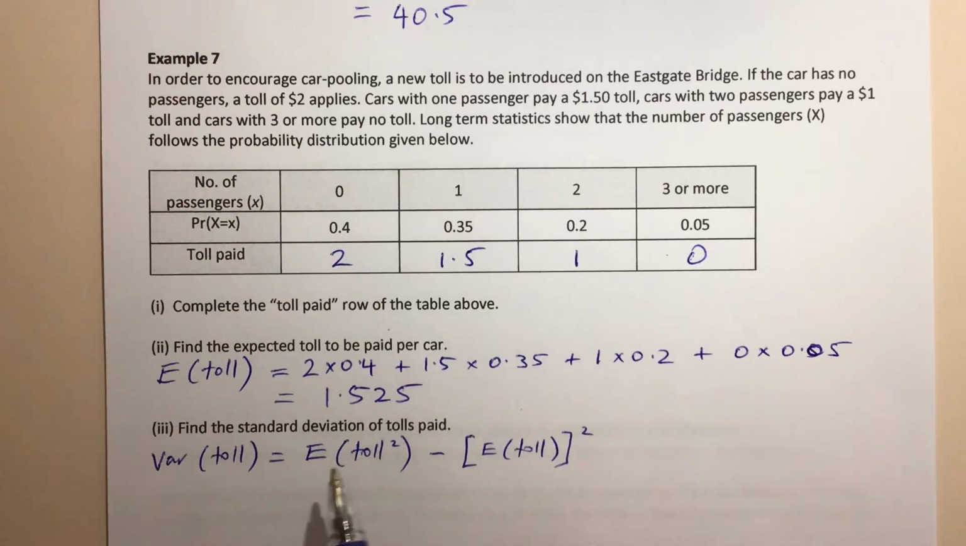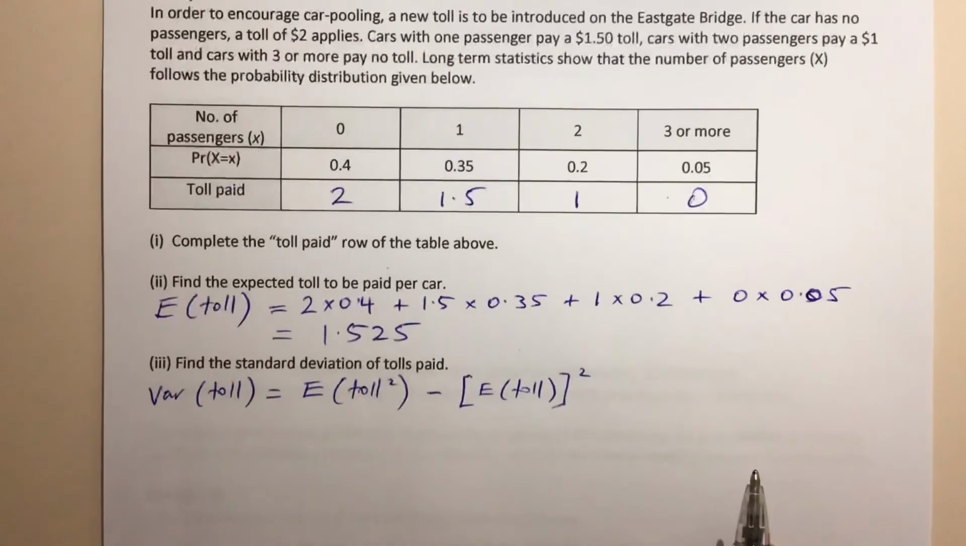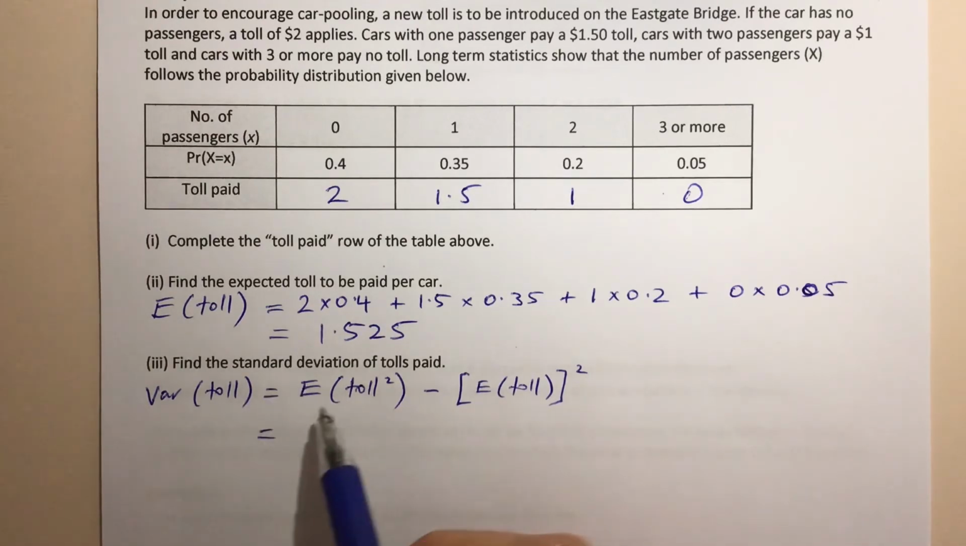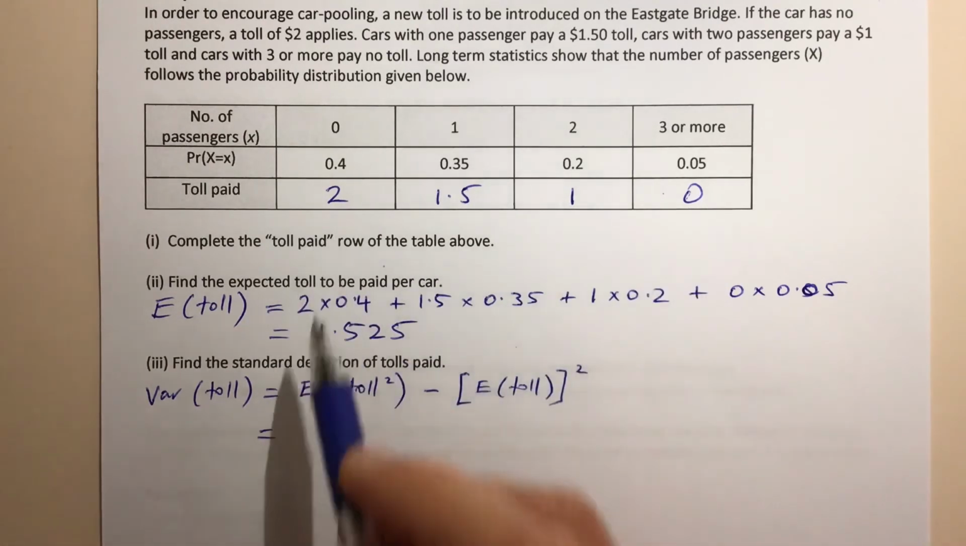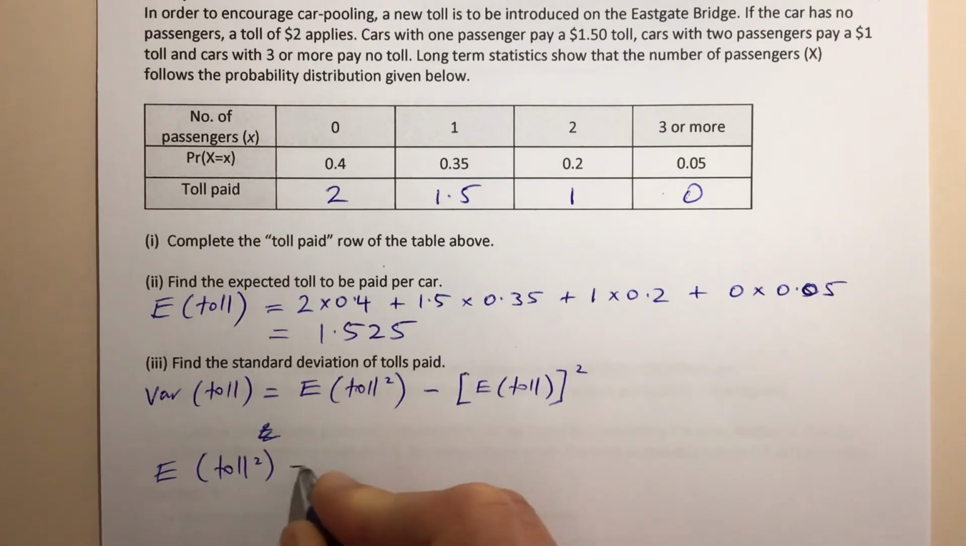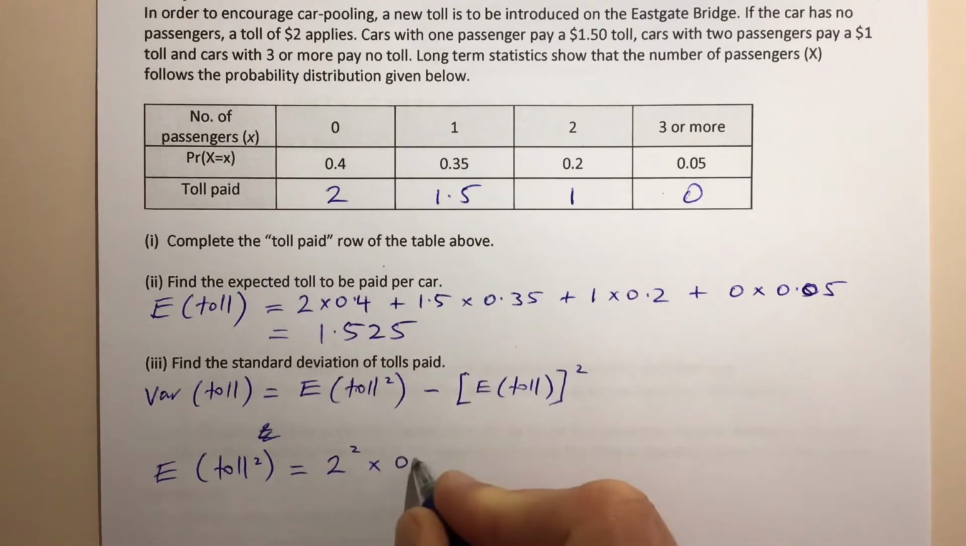Okay, so we've actually got the 1.525 to put in this second part. What we don't know yet is the expected value of the toll squared. So it's the expected value of the square of each of these numbers. So I'm going to write it like this. Actually I won't do equals, I'll do separate working here because I think that's a better way to set it out. Expected value of toll squared equals, so we take the toll, which is 2, we square it, and then we multiply that by its probability.